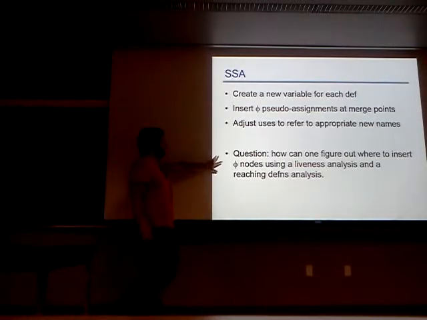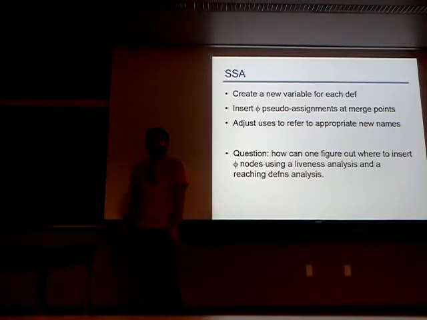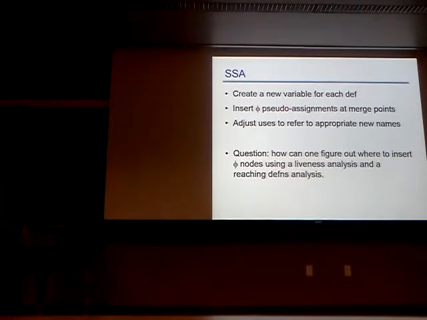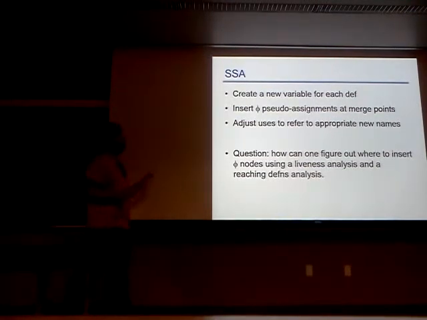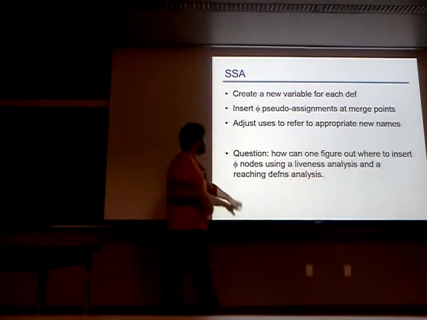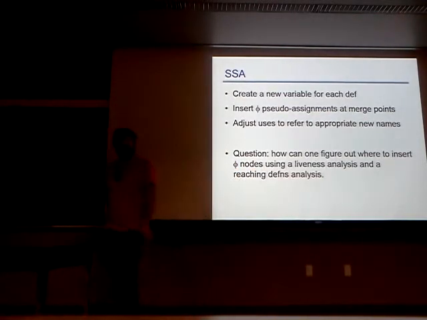Well, it turns out that phi node insertion is a very complicated topic. People have done a lot of research on this. There are many algorithms for doing it, some with optimal space. There are many ways to do this. But what's the simple way to do it? Well, let's suppose you have a liveness analysis and a reaching definitions analysis. How would you do it?